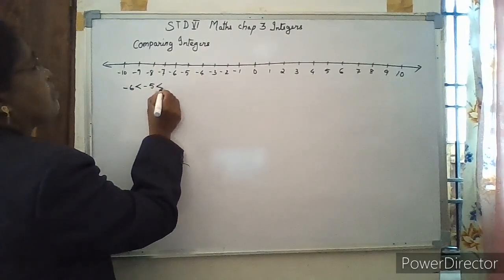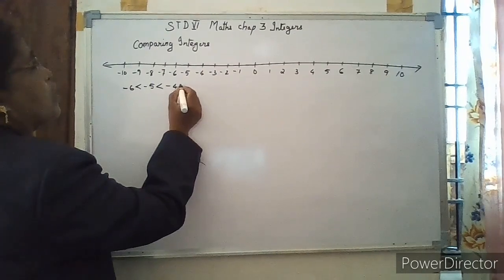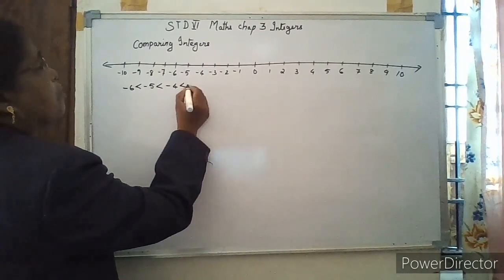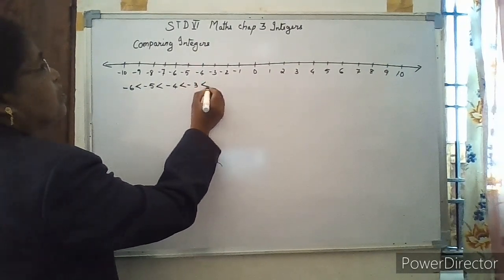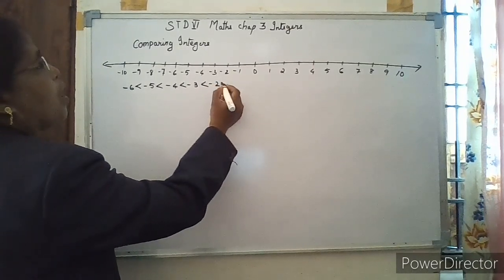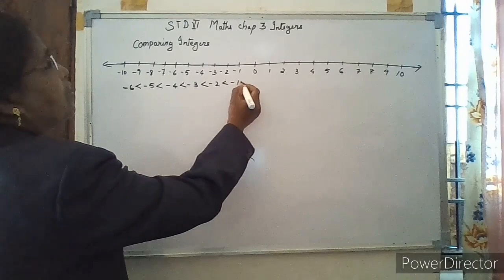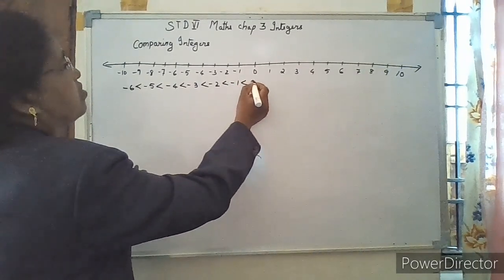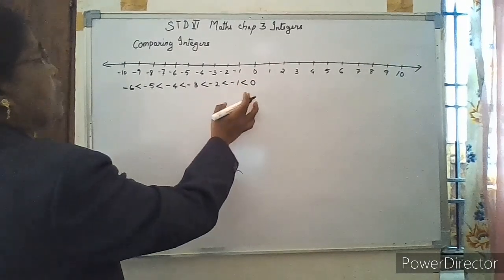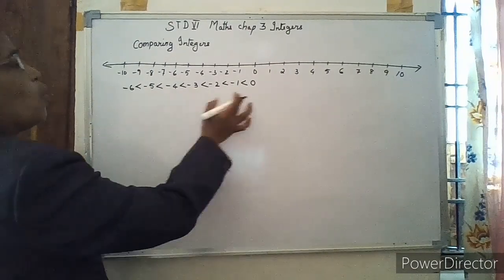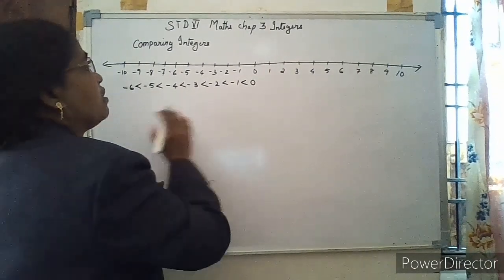Minus 5 is less than minus 4. Minus 4 is less than minus 3. Minus 3 is less than minus 2. Minus 2 is less than minus 1. Minus 1 is less than 0. So 0 becomes greater than all these negative integers.